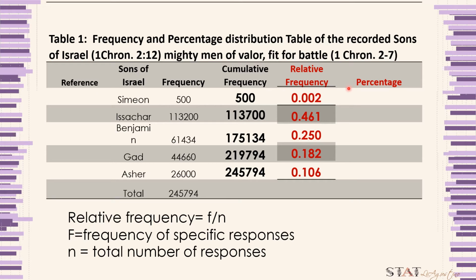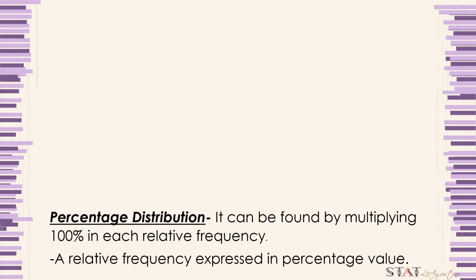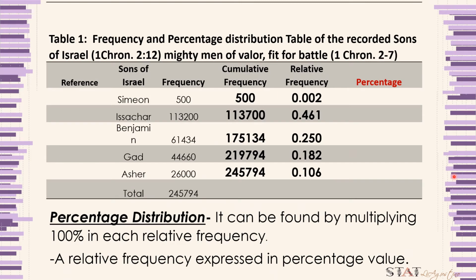So next, we have to compute the percentage, which I believe you already know how to do from your high school or basic mathematics or algebra. But I will review it. Let's define it. The percentage distribution can be found by multiplying each relative frequency by 100%. In other words, a relative frequency expressed as a percentage value. So you can just divide 500 by the total times 100, and that becomes the percentage.